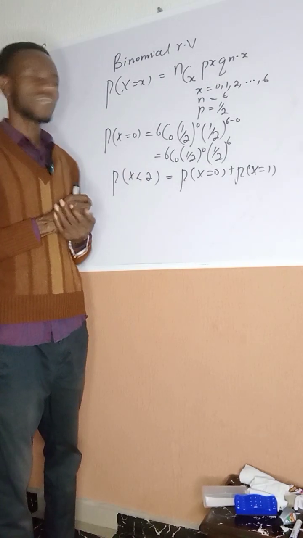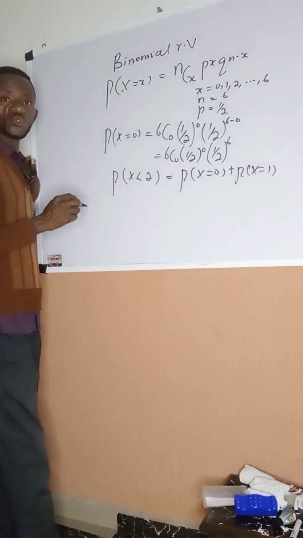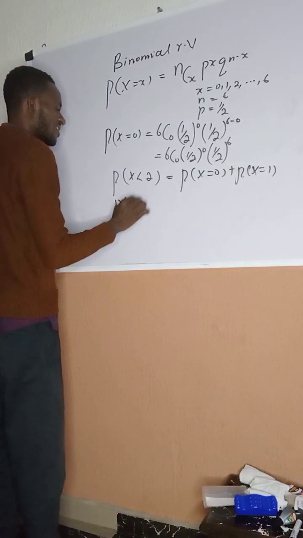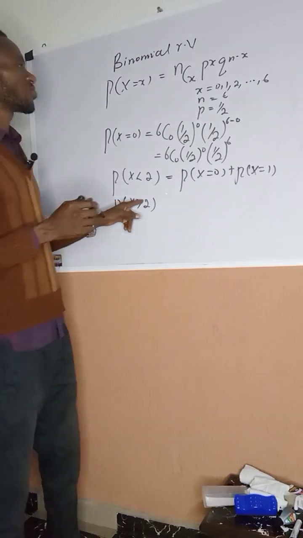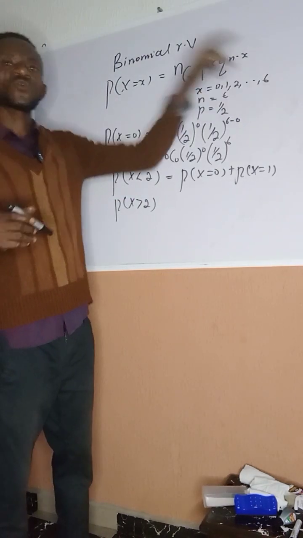Okay? What if now they say the probability that x is greater than 2? So I have P that x is greater than 2. If x is greater than 2, it means that x is going to be 3, 4, down to 6.